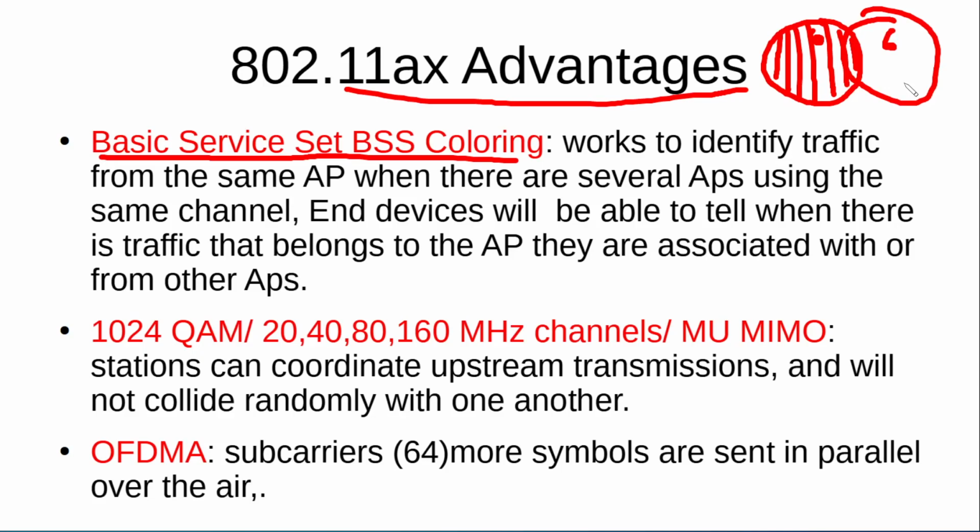With this standard, having a higher QAM count, larger channels and multiple MIMO will help stations to coordinate upstream transmissions, so these transmissions will not collide randomly with one another. Using OFDMA, you can have up to 64 subcarriers that will let stations transmit more symbols that are sent in parallel over the air.